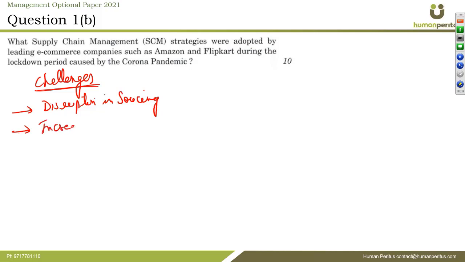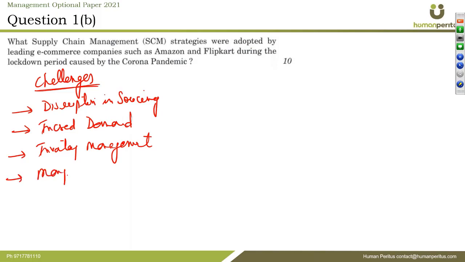Second thing that happened is increased demand. Why? Because there was lockdown, physical stores were hardly open, so everybody started ordering online. So suddenly there was a surge in the demand. So it created issues of inventory management.